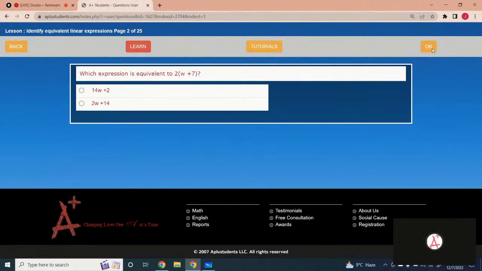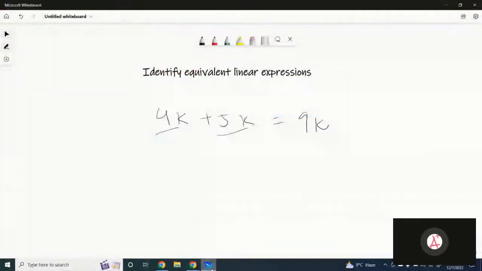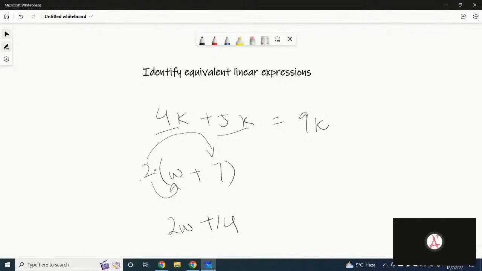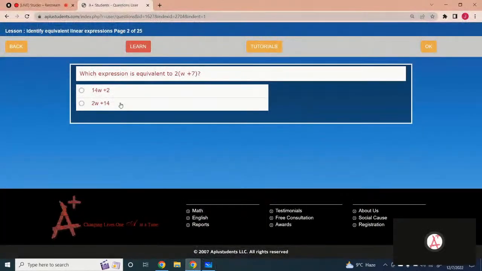Is equivalent to 2 times w plus 7. Okay, you have to do 2 times w plus 7. Anything that is written outside the bracket with no sign between them means you have to multiply the number outside with everything that is inside the bracket. Got it? You have to do 2 times w, it would be 2w. Then you have to do 2 times 7. So 2 times 7 is 14. So it equals 2w plus 14. Got it? So guys, it is 2w plus 14.